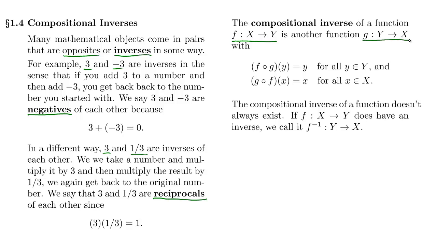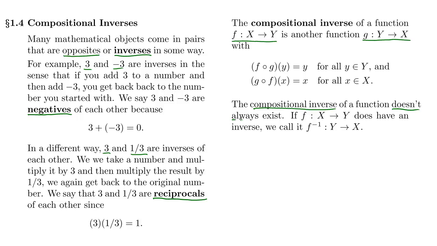Let's think about what this means. Since f composed with g of y is y, g takes an element y, produces an element in the set X, and then f takes that element back to where it came from. f undoes what g does. The second condition, that g composed with f of x is x, tells us that g undoes what f does. I'll explain this in more detail on the next slide, but for now a few words of caution.